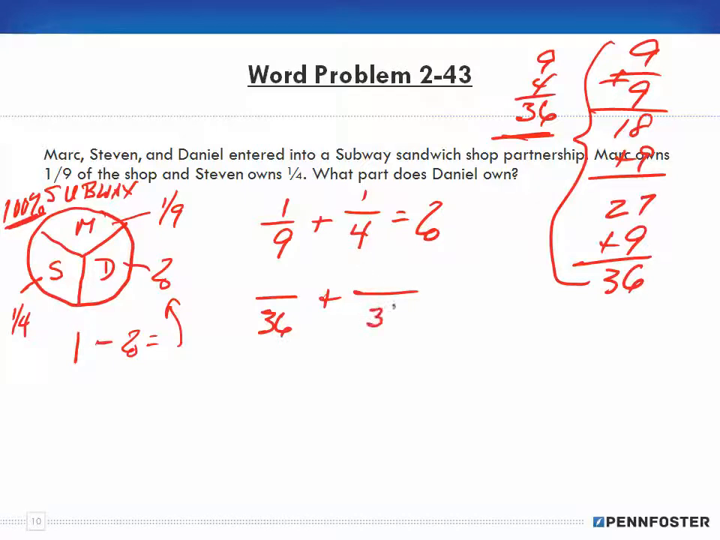So anyway, we put our 36 in the denominators. 9 can go into 36 4 times. 4 times 1 is 4. 4 can go into 36 9 times. 9 times 1 is 9. Then we add those together and we end up with 13/36. We can't reduce that any further because 13 can't go into 36. So now we know that this 13/36 is the combination of Mark and Stephen.